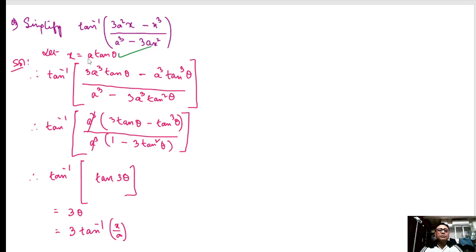So if I put x equal to a tan theta, so this will become what? 3a cube tan theta minus a cube tan cube theta. This will become a cube minus 3a cube tan theta. So let us take a cube common, which will cut out. So this is the formula of tan 3 theta. So tan inverse and tan cuts 3 theta. So we have theta will be what? Tan inverse x by a. So that is my answer.